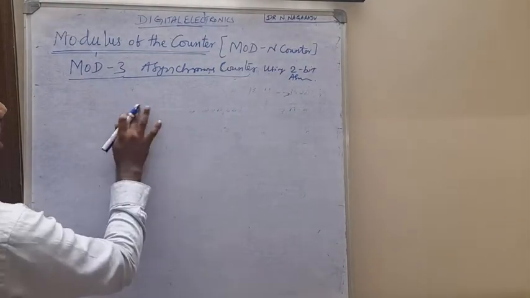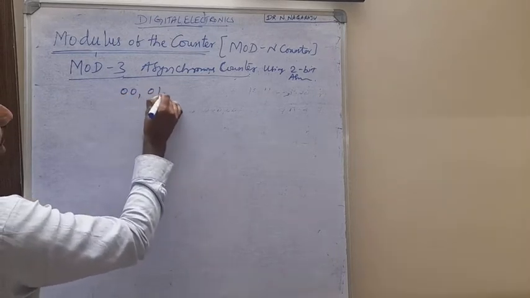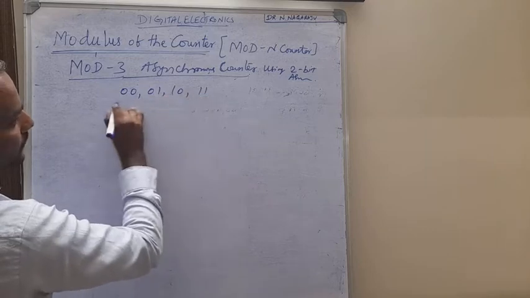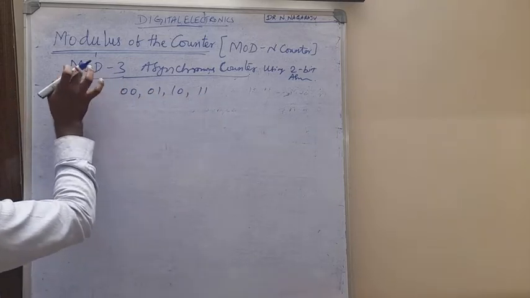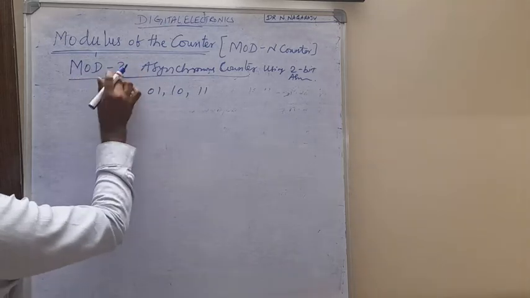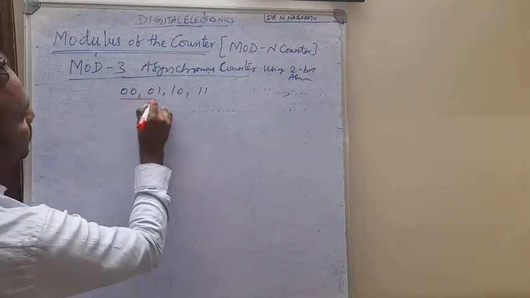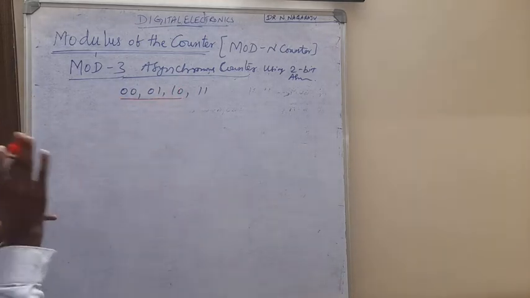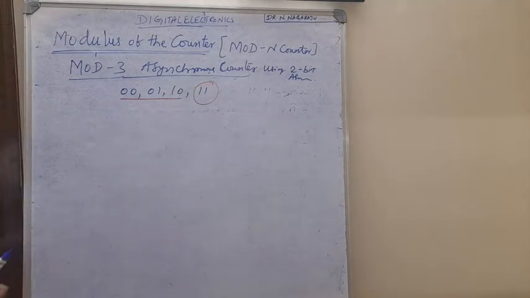So what does a 2-bit asynchronous counter indicate? It will produce 4 states: 0 0, 0 1, 1 0 and 1 1. But in the question they have asked for mod 3, so only 3 states are applicable. That is, 0 0, 0 1 and 1 0 are applicable for mod 3. This 1 1 state is not applicable for mod 3, that is an invalid state.